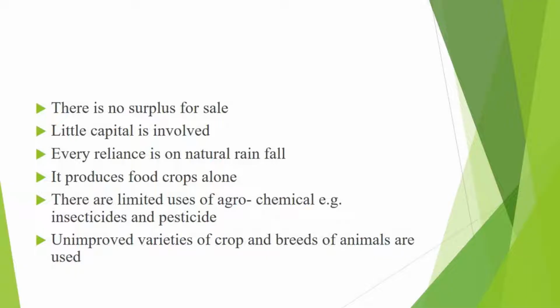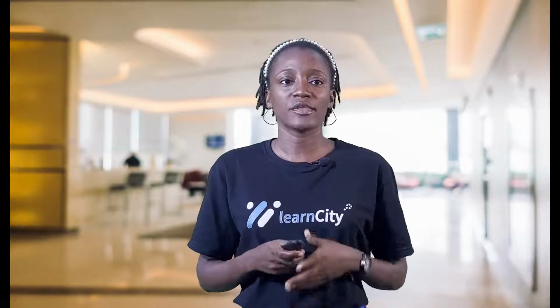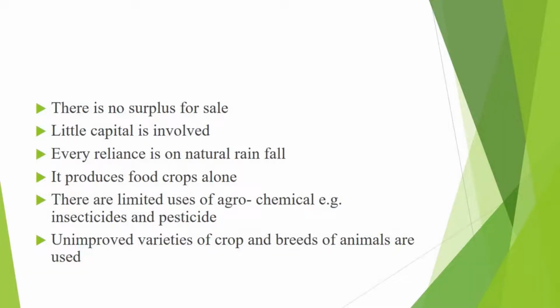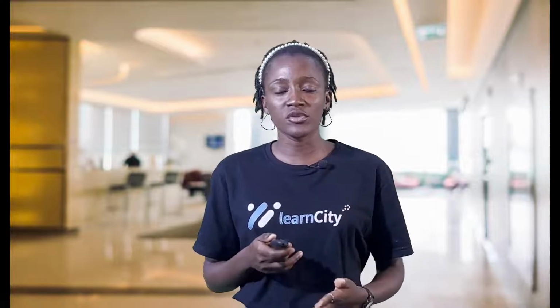They rely on natural rainfall. They don't do extra. Since it's just to eat, they don't add extras. They only rely on the natural rainfall for their crops. They provide food crops alone, just food crops. Food crops like maize, vegetables, beans. Those are mostly plants.